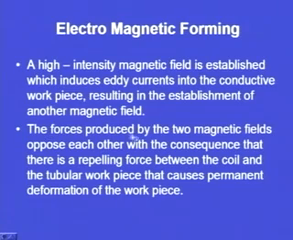The forces produced by the two magnetic fields oppose each other, with the consequence that there is a repelling force between the coil and the tubular workpiece that causes permanent deformation of the workpiece. So the repelling force will be created because of the interaction of the two magnetic fields that have been established because of the high voltage that has been provided. So the deformation will take place because of the electromagnetic action.